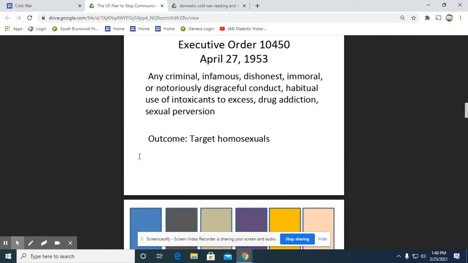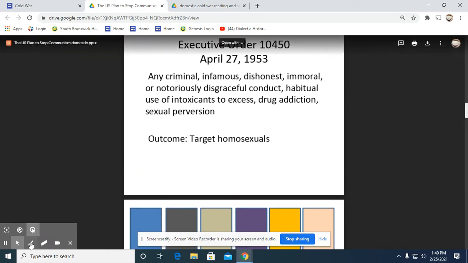Executive Order 10450. This one is targeting homosexuals. Notice how they are not using the term homosexual. They use the language sexual perversion. So notice that they also are looking at disgraceful conduct, use of intoxicants. So if you are somebody that's using drugs, if you are somebody pretty much is leading a life of maybe corruption, you could be a Klan member.